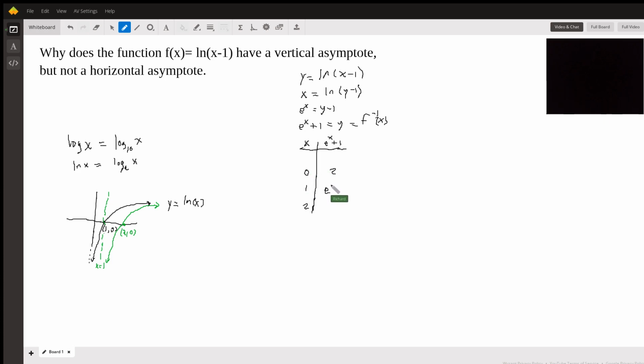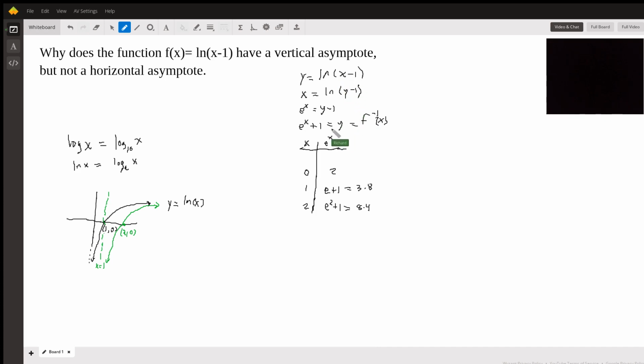This is going to be e plus 1. This is going to be e squared plus 1. So on my calculator, I get roughly 3.8 and 8.4. Now, we're not interested in plotting e to the x plus 1. We're interested in plotting this.